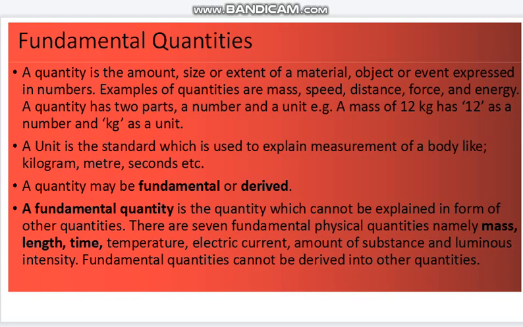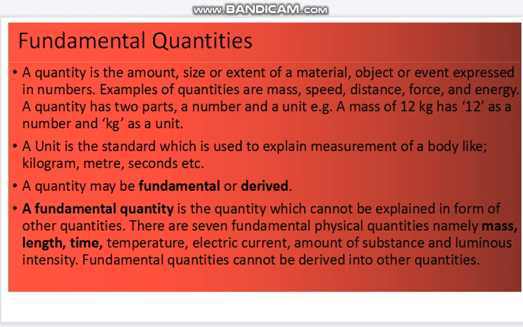A fundamental quantity is a quantity which can't be expressed in the form of other quantities. It cannot be derived from other quantities. That is a fundamental quantity. There are 7 fundamental quantities, namely mass, length, time, temperature, electric current, amount of substance, and luminous intensity.